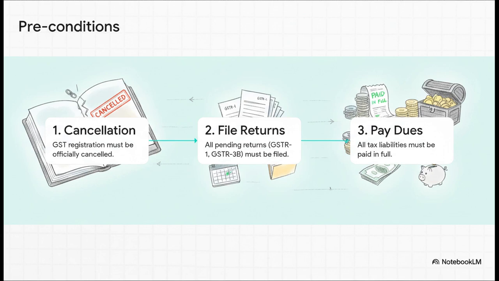Okay, hold on. Before you even think about opening Form GSTR-10, you've got to get your house in order. These 3 things are non-negotiable. First, your GST registration has to be officially canceled, not just applied for, but done. Second, all your past returns, like your GSTR-1s and 3Bs, have to be filed and totally up to date. And finally, any outstanding tax you owe must be paid off in full.